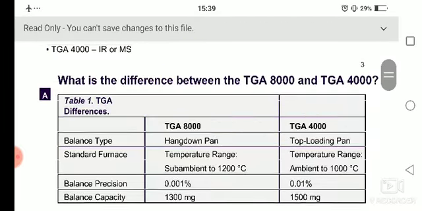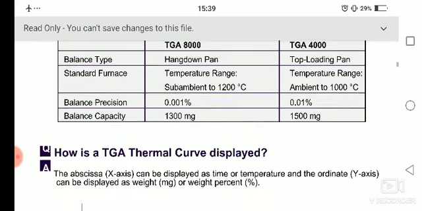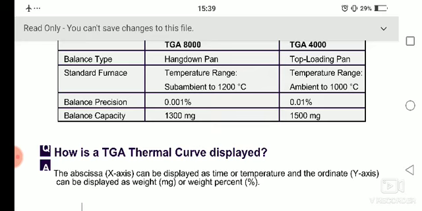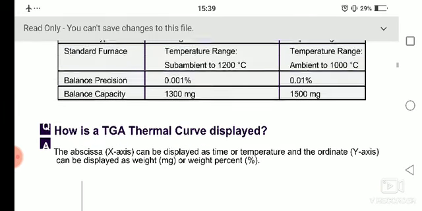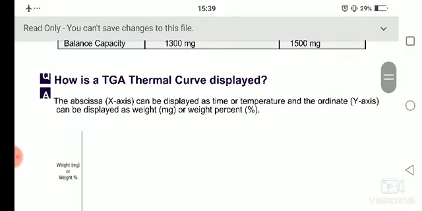So what is the difference between TGA 800 and TGA 400? The balance type is a hang-down balance for TGA 800 and a top-loading pan balance for TGA 400. The balance precision is 0.001% for TGA 800 and 0.01% for TGA 400. The balance capacity is 1300 mg for TGA 800 and 1500 mg for TGA 400.